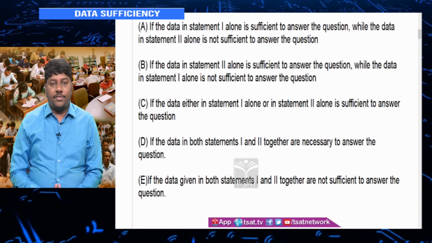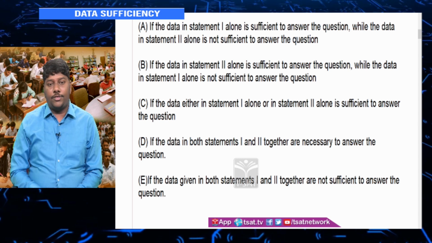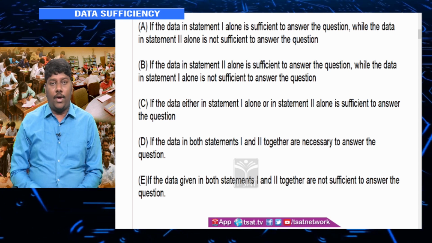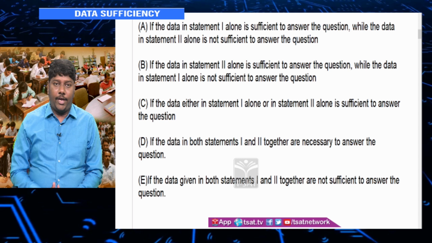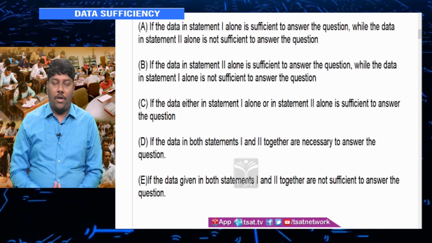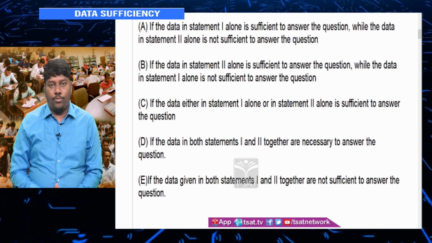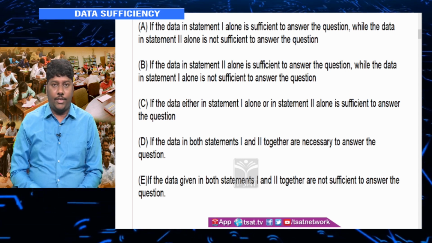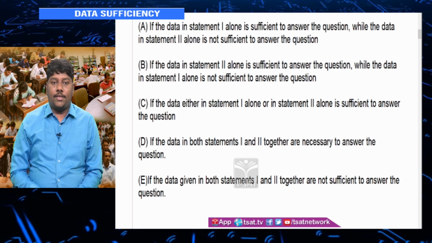Now look at option C. If the data in either of statement 1 or statement 2 alone is sufficient to answer the question, you can answer by using statement 1, and you can also answer by using statement 2. Individually you can answer by using 1 or 2, it is sufficient, therefore you can say the answer is C.